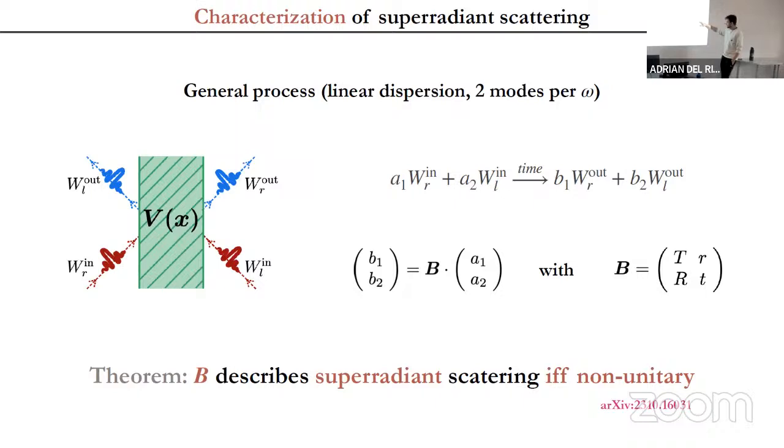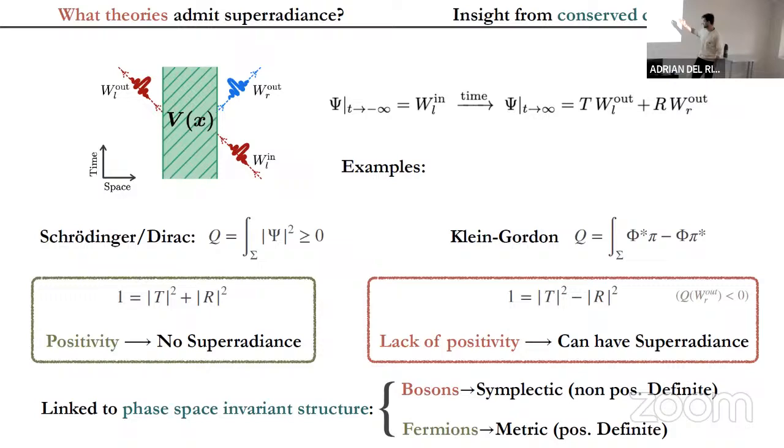And then, well, the coefficients of this matrix, they will have a particular form. They have to satisfy some constraints for the evolution to be symplectic. A theorem is that this kind of scattering matrix is describing superradiance if and only if it's non-unitary. Okay, it's pretty simple. You compute B larger, and then you see that if it's unitary, then this kind of relation has to be satisfied. And if it's non-unitary, this can be satisfied.